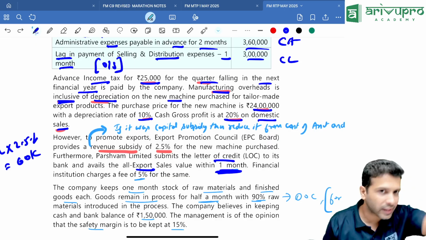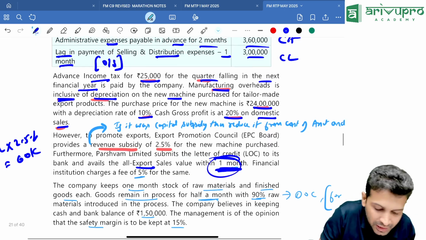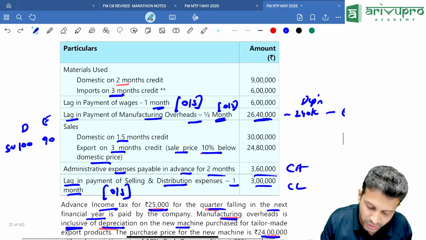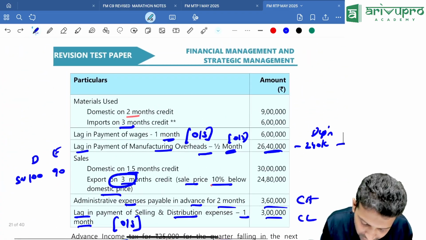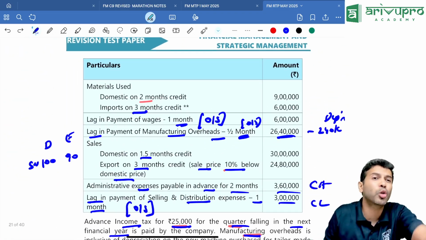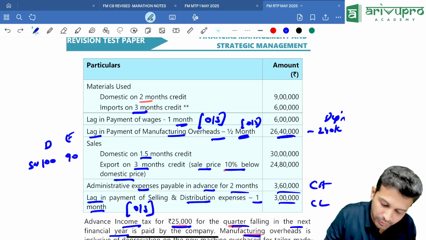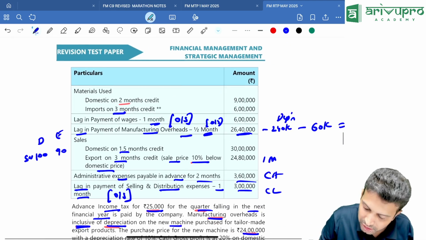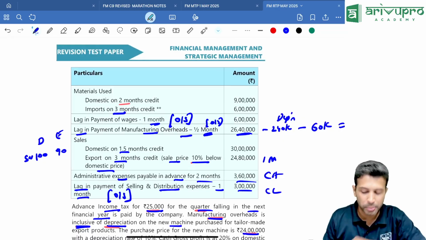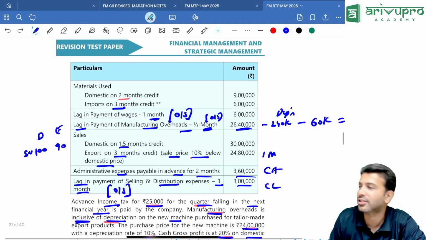Okay. And that LC I will utilize within how many months? I mean, should I have to wait 3 months to get money from my export customer or only 1 month? I mean, is this 3 relevant for me or only 1 month? We have to take only 1 month because of that LC option. If that LC option was not there, I would have taken the credit period as 3 months.